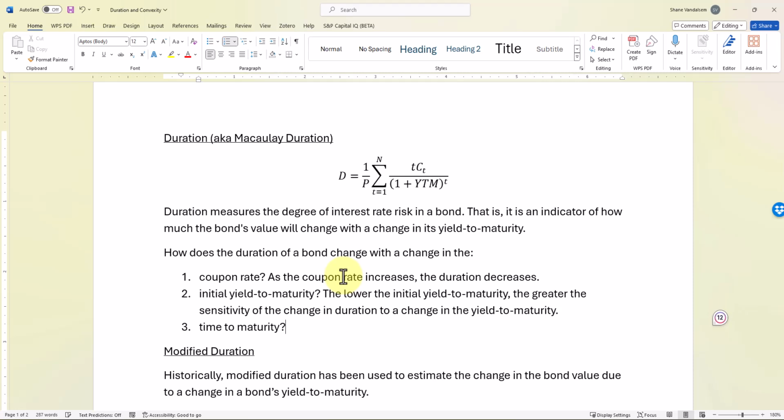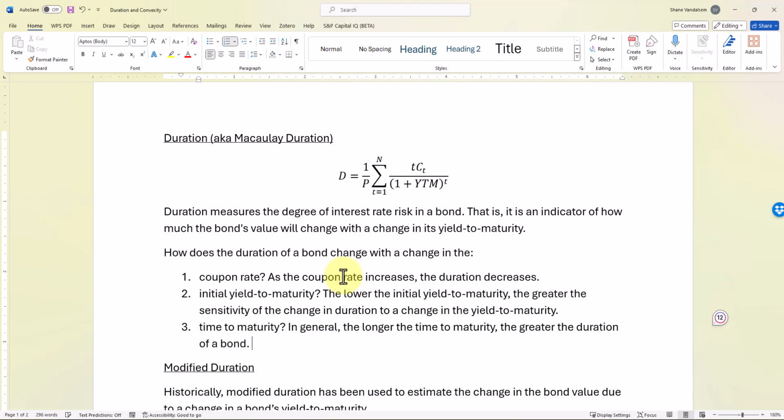And then finally, the time to maturity. This isn't a perfect relationship, but in general, the longer the time to maturity, the greater the duration of the bond. So let's go back out here to our spreadsheet.